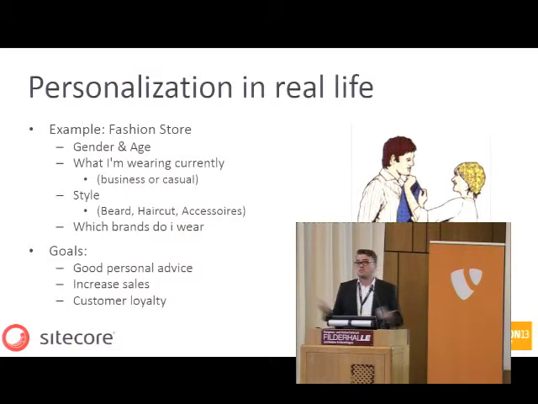So personalization in real life, let's analyze an example. We have a fashion store, and imagine you go to the fashion store, you stand in front of the rack, and you see some trousers, some pullovers, some jeans, and so on. In a good fashion store, there is a salesman who has analyzed you since you walked into the store and stood in front of the rack. He can analyze some attributes of the customer to define target groups and define what you want to buy or what you're interested in. For example, he can analyze attributes like gender, the age, what you're wearing currently, do you wear a business suit or casual, your style, do you have a beard, which haircut, which accessories, do you wear rings, a watch and so on, and do you wear any brands? All these attributes are very important to analyze your customer.